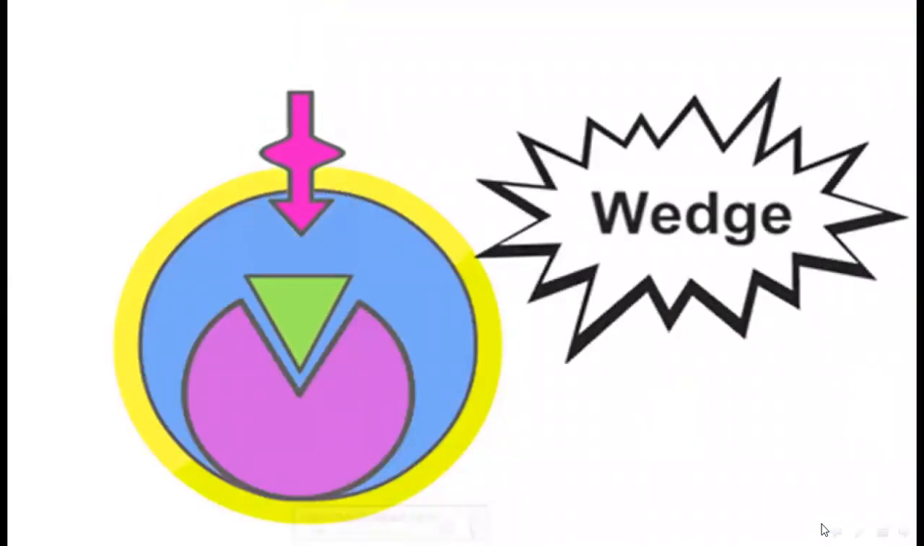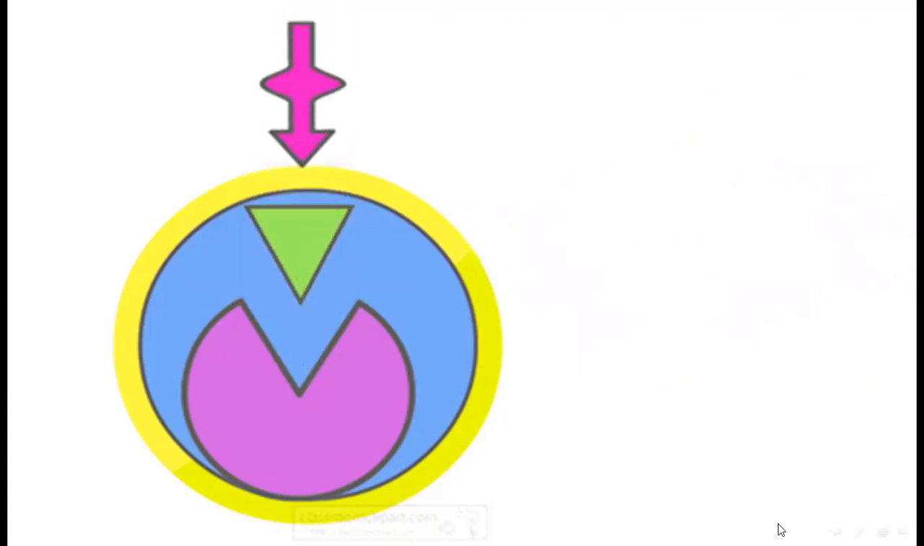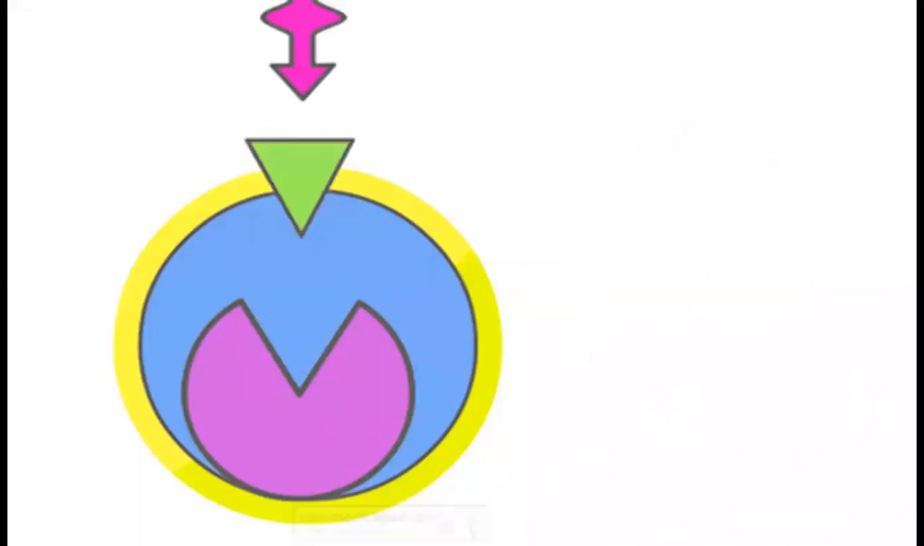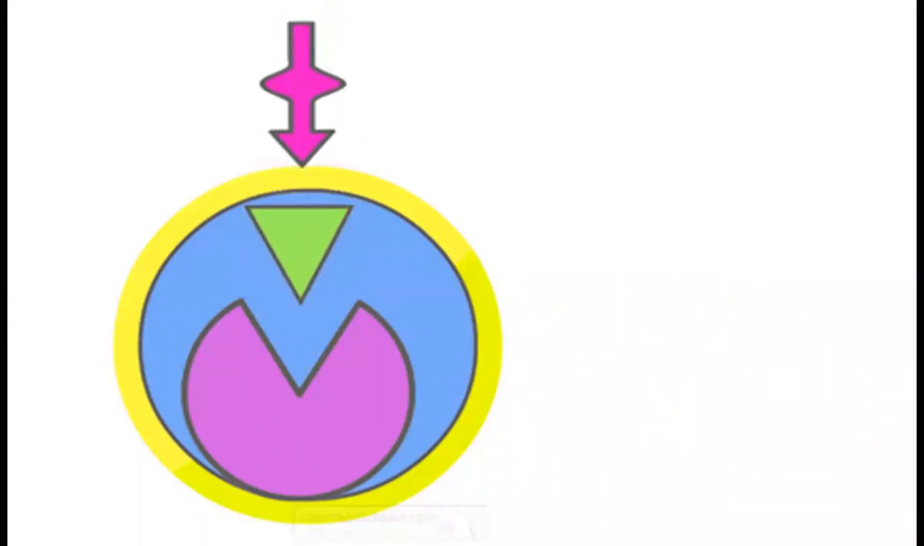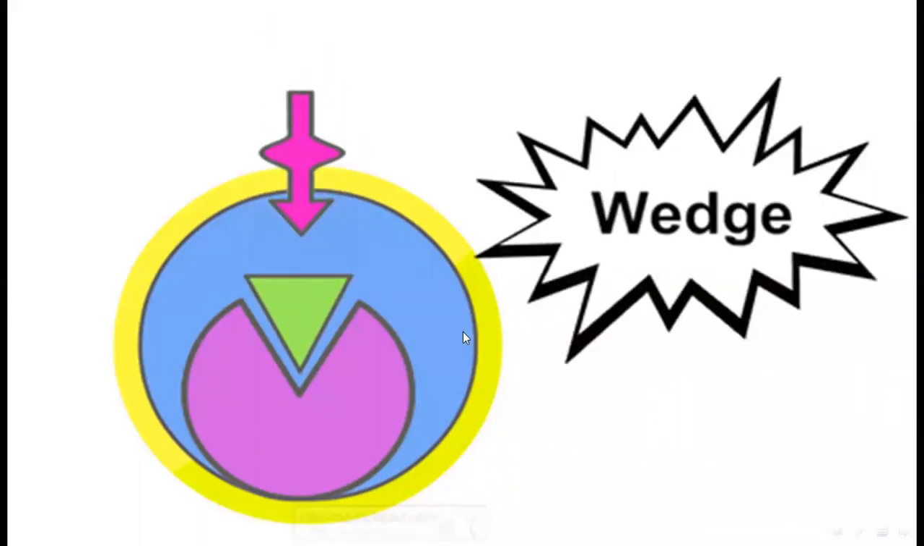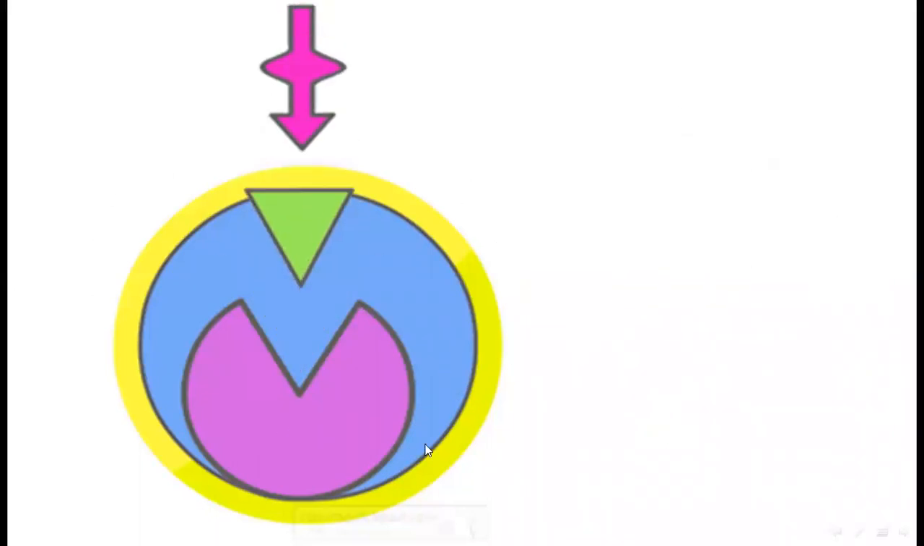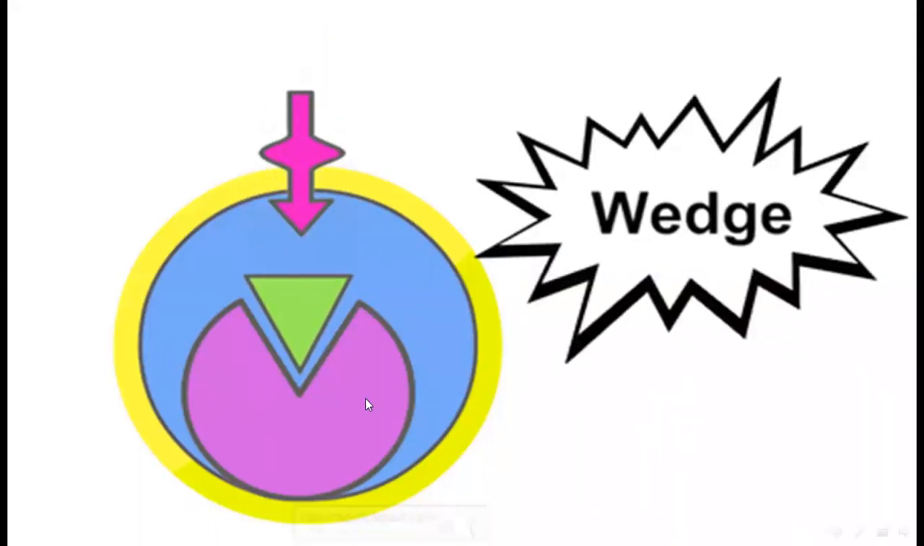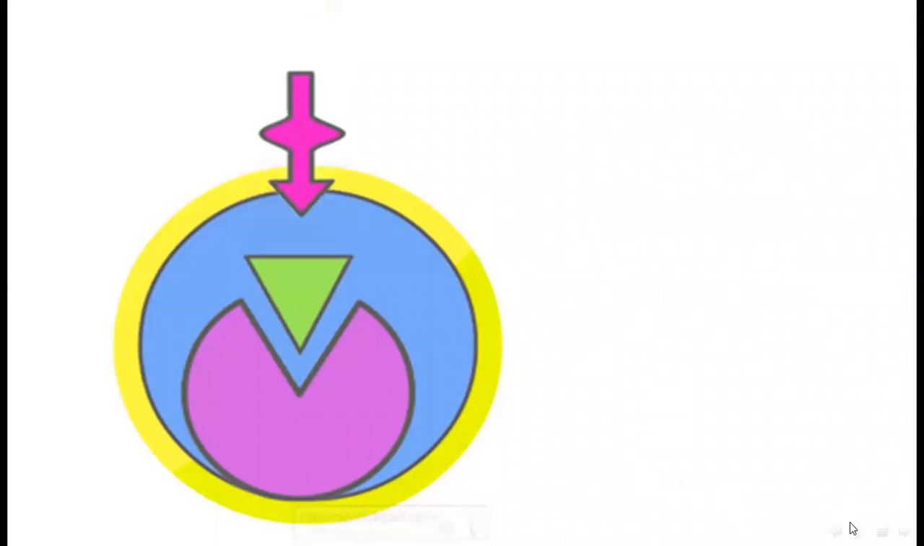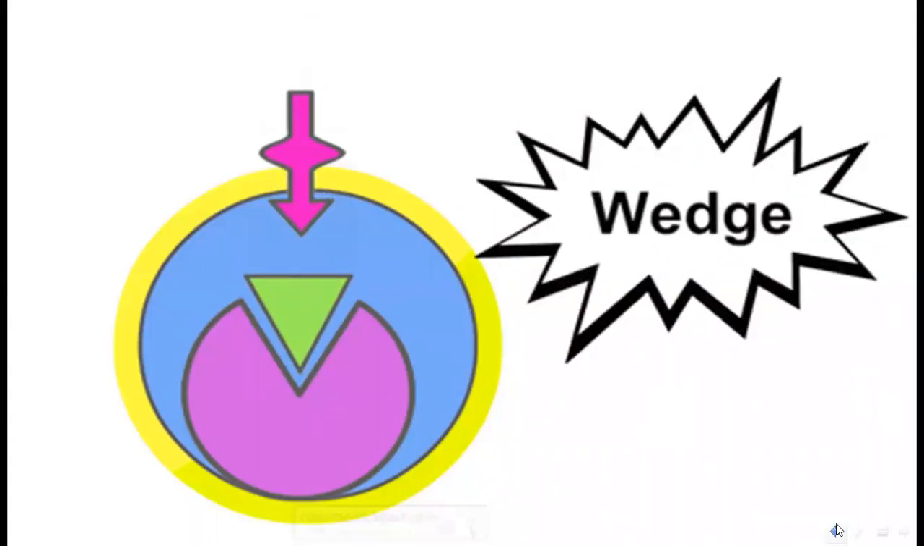See how the wedge works. A wedge is a simple machine and it is used to cut or split things apart. See here how the wedge works. A wedge works like this. It is used to cut or split things apart.